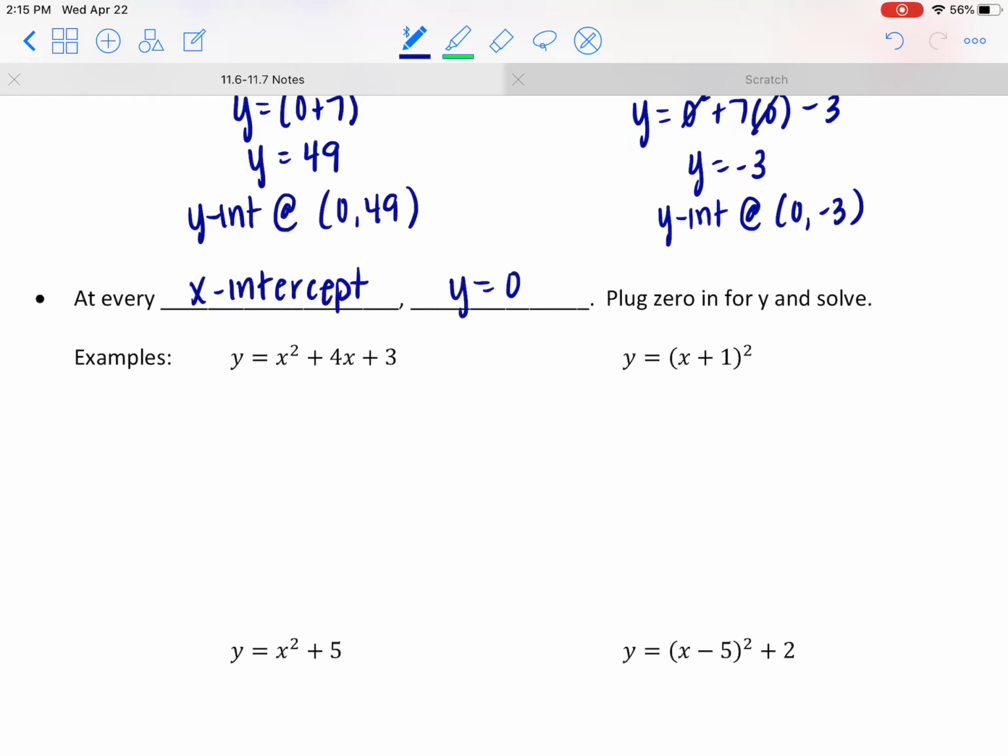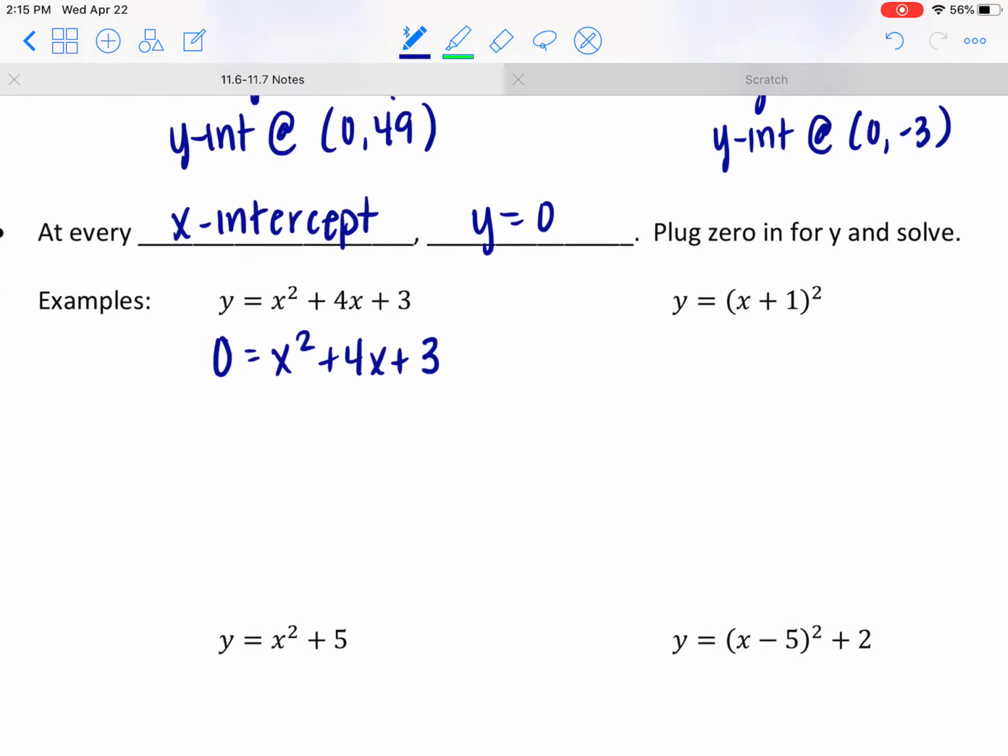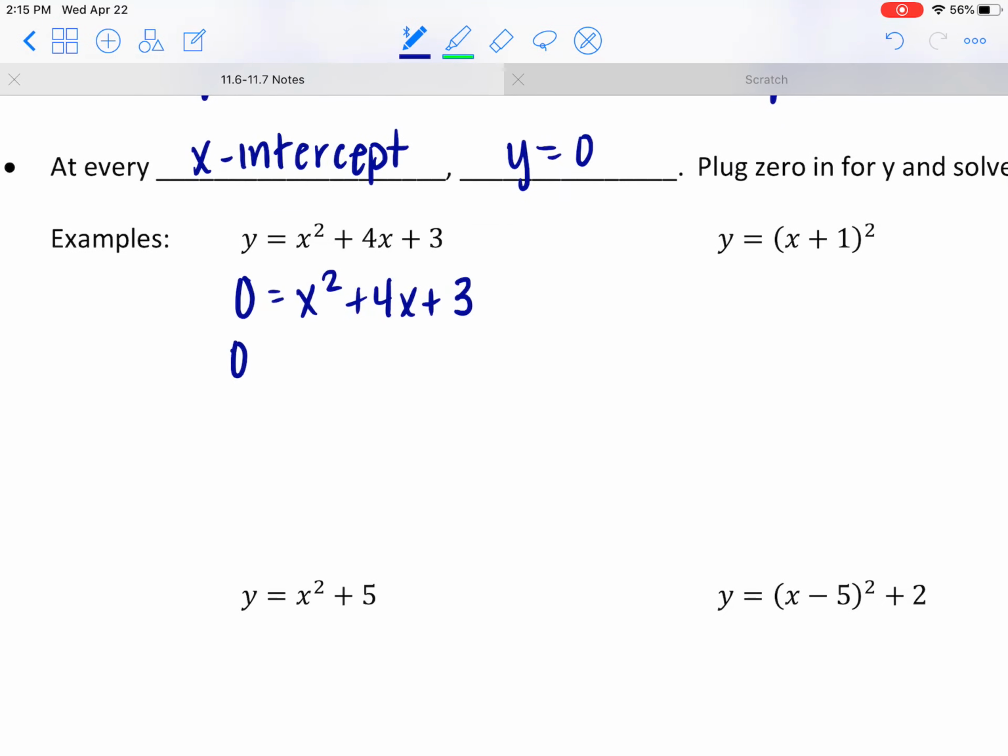Okay? And then lastly, we have x-intercepts. At every x-intercept, y has to equal 0. So if I want to find x-intercepts without looking at a graph, right, and because sometimes they might be ridiculous numbers like 49, then I'm going to put a 0 in for y and solve for what's left. So if I put a 0 in for y here, x squared plus 4x plus 3, this equation that's left over, this is what we have been solving all along, right?